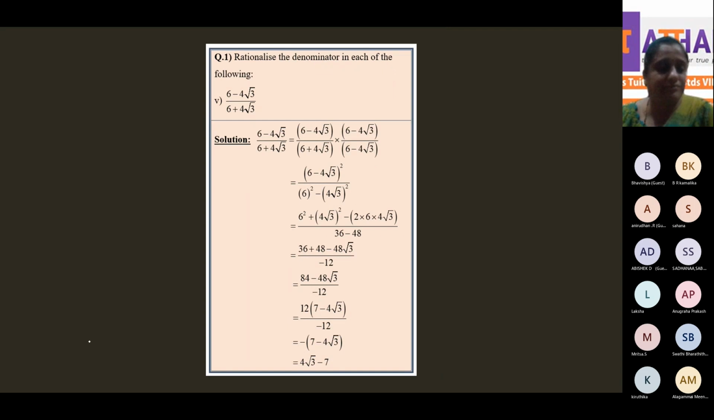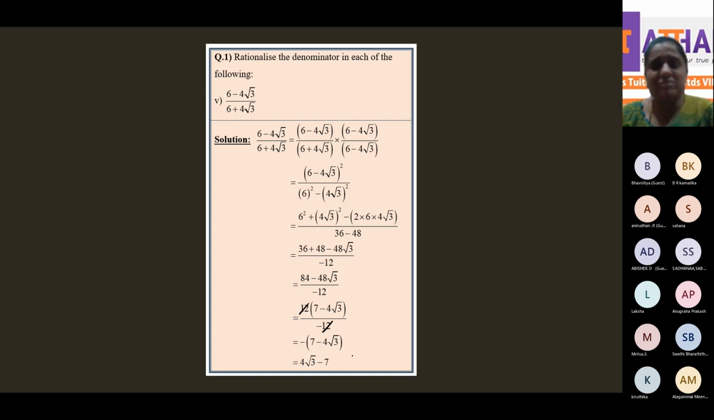Finish writing, children? Yes, ma'am. Yeah, let me explain the last part again. So here we take out 12 common in the numerator. 12 gets cancelled. And then this minus sign is taken up to the numerator. So it's a minus of 7 minus 4 root 3.